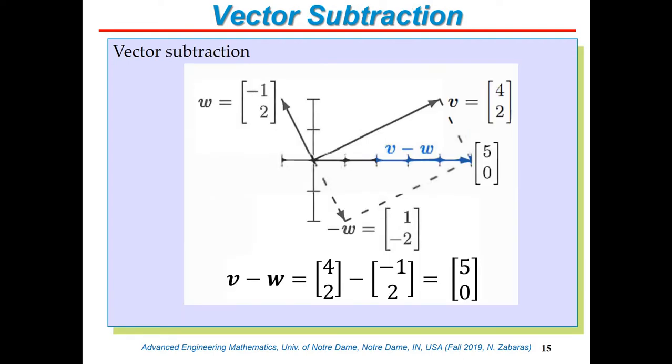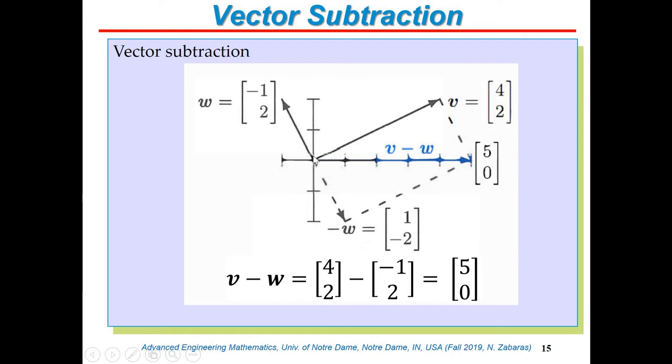All right, so here is a slightly different scenario. Rather than adding two vectors, we subtract two vectors. Effectively, we need to subtract the vector W from the vector V. We know by definition of how to do this. We subtract the corresponding components. So 4 minus -1 gives you 5. 2 minus 2 gives you 0.